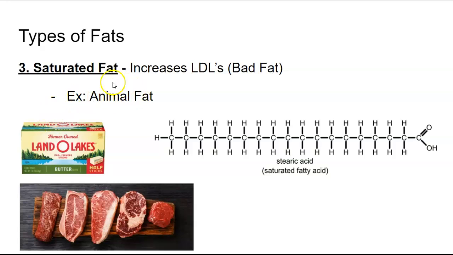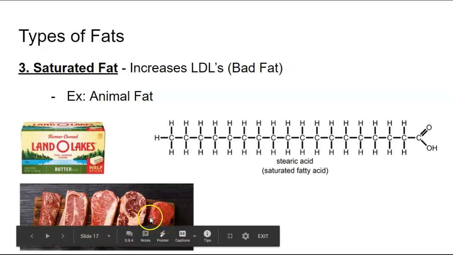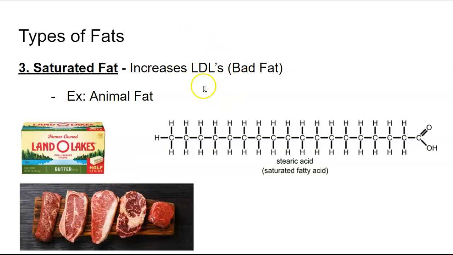So this comes from animal fat, okay? So the butter, right? Butter is made from cow's milk, right? So that's fat that's coming from an animal. And then like red meat, that's fatty here, right? Like the white fat on there. So this is bad because it causes the LDLs to increase. It narrows your arteries.